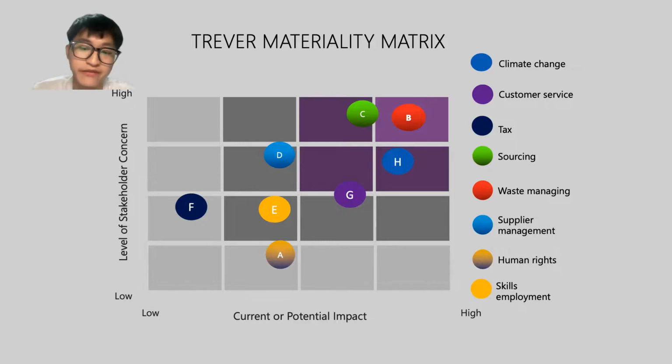And in between, we have customer service and supplier management, which is quite a concern for our stakeholders and also our impact in the business. However, we have a deep concern about B, C, and H.